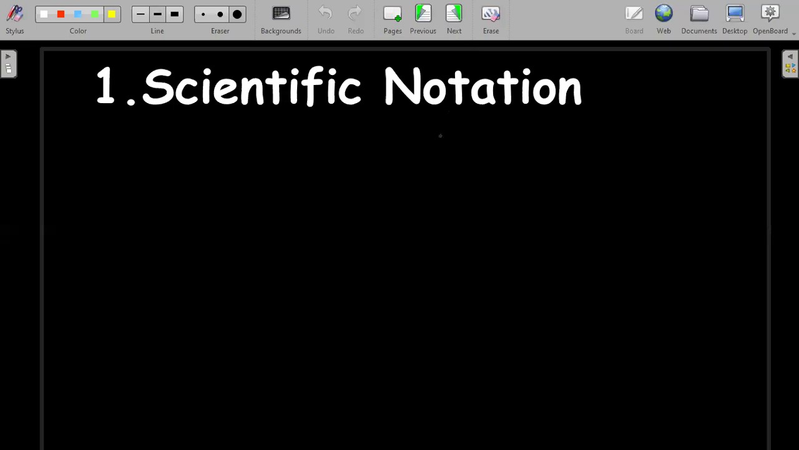So we start with scientific notation. What is scientific notation? Scientific notation is basically expressing a number in this form: m times 10 to the power n. So this is what scientific notation is basically.